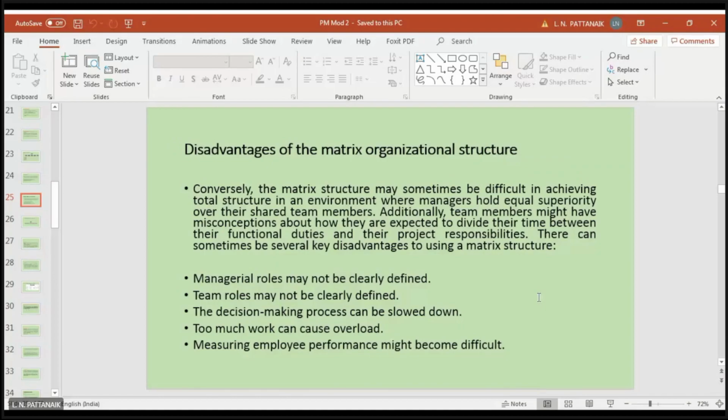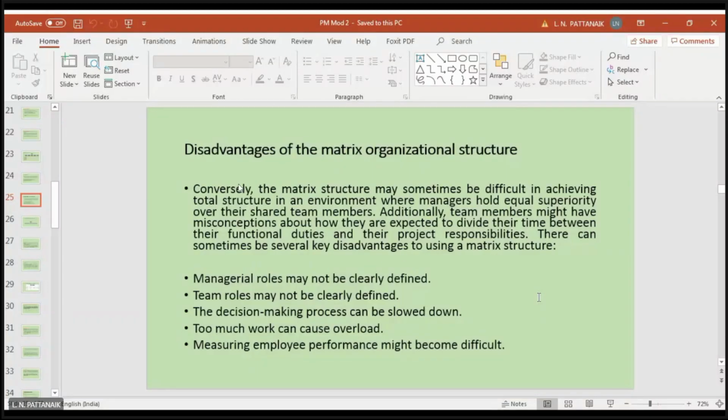Manager roles are also similar. Manager roles may not be clearly defined because there are multiple managers now. Team roles may not be clearly defined. Again, there can be some kind of confusion in the teams that are being formed. The decision-making process can be slowed down because again, it is related with multiple heads. So decision-making may be slowed down.